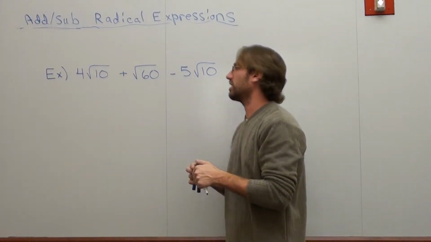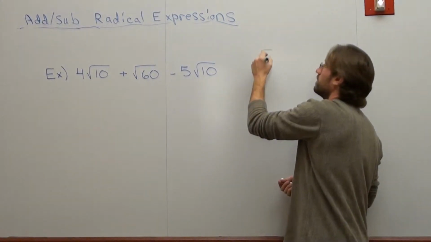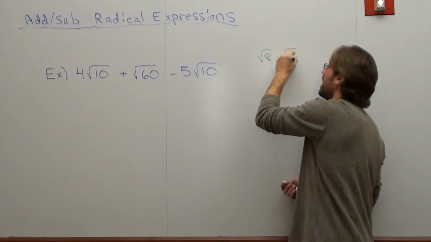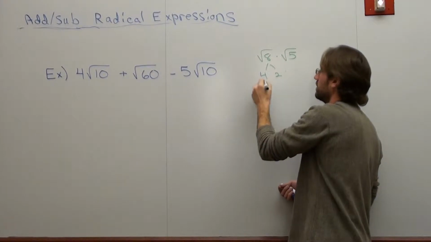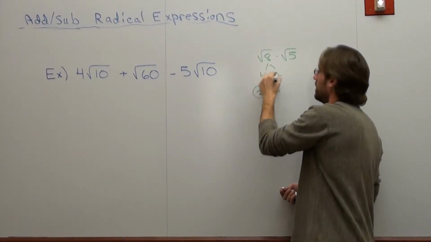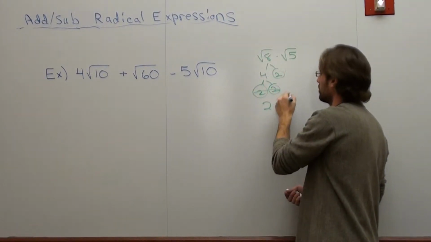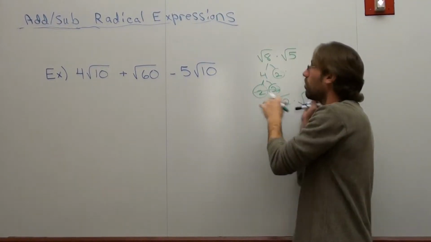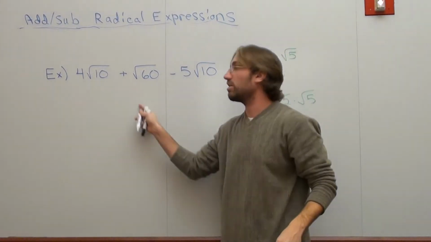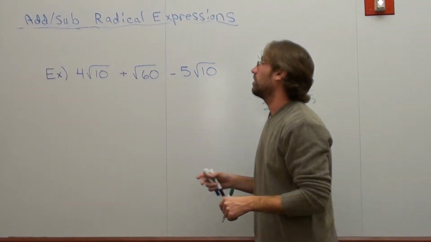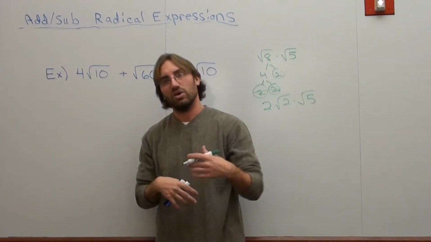When I've got, like, square root 8 times square root 5, I could split it: make this a 4 and a 2, and 2 and 2, and that's 2 radical 2 times radical 5. It's all one thing. This isn't all one thing. Each problem is actually separate. So what I want to do is see if I can always reduce a radical.